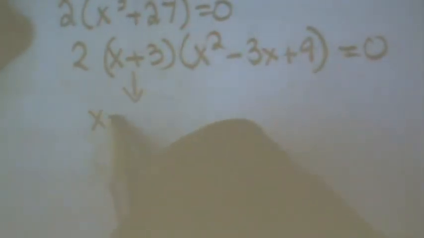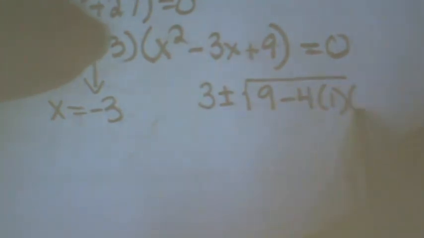And the last one, number 16. I would pull out a 2. And this is going to be the sum of 2 perfect cubes. You get x plus 3, and then x squared minus 3x plus 9. So one of your zeros is negative 3.